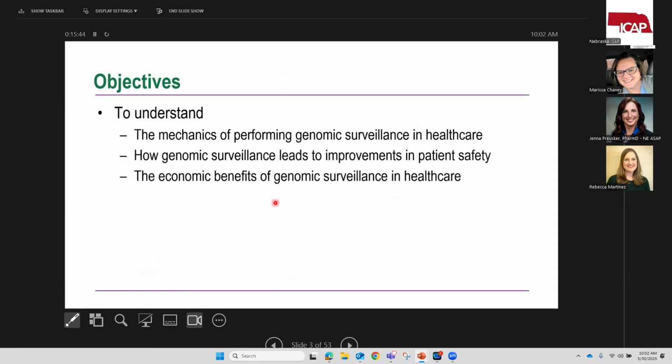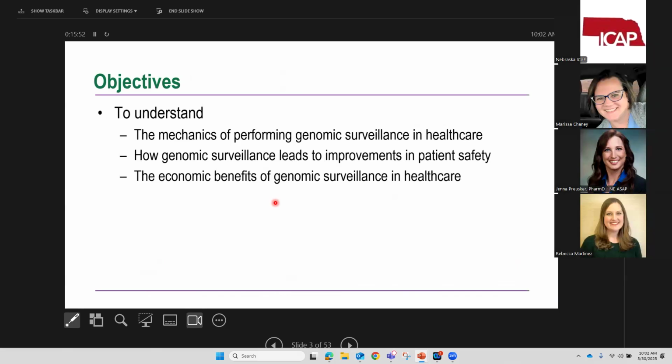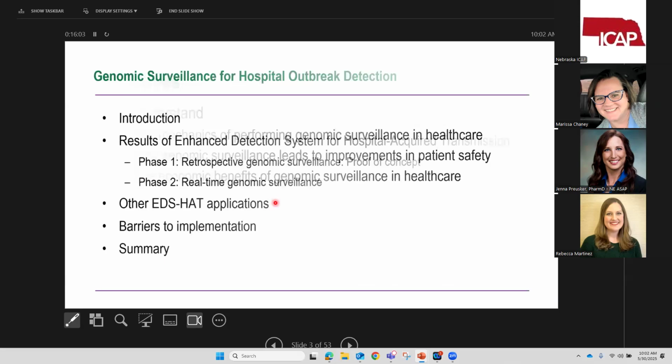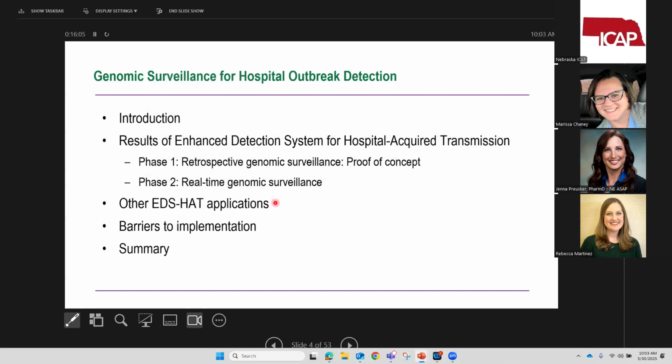Okay, so the objectives of this talk are to understand the mechanisms and mechanics of performing whole genome sequencing surveillance in a hospital, how this approach leads to improvements in patient safety, and also the economic benefits of genomic surveillance in healthcare. Okay, so basically, I'm going to give a brief introduction, and then I'm going to talk about the results of our system that we call EDSHAT.